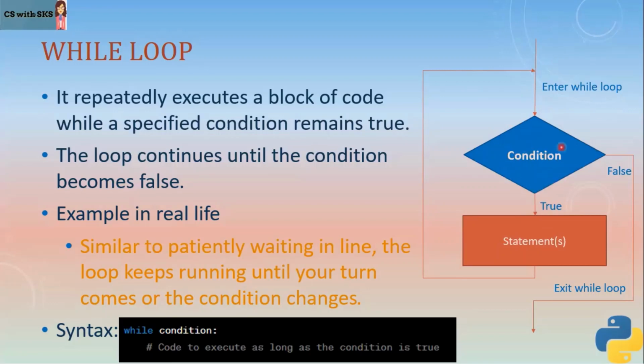When a condition is true, you enter the loop, you run the statements, and then you go up again and check the condition. If the condition is true, you again enter, run the statements, and then go to the start of the loop and check the condition again. Once the condition is false, you come out of the loop.